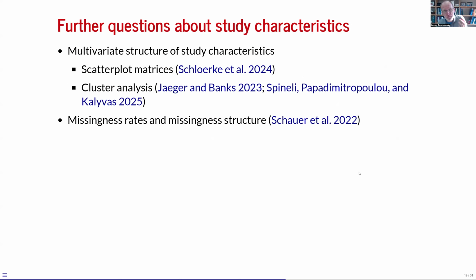So this is just sort of a sample of the different study characteristics or the different sort of descriptive analysis that you might do of study characteristics. Other things that might be useful to explore and that we illustrate in the full paper include looking at the multivariate structure of the characteristics, trying to understand how correlated different predictors are using things like scatter plot matrices or even like cluster analysis of the studies. And then also looking at missingness rates and the structure of missingness.